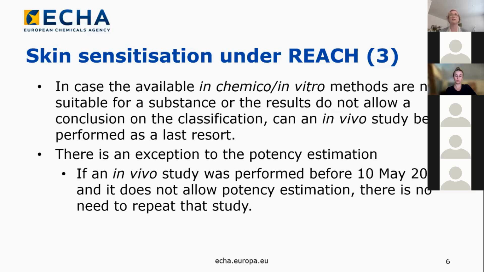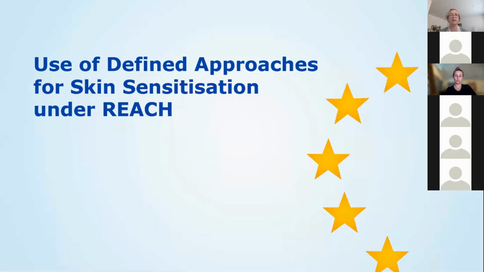So this could be, for example, that you have an existing study, and how that study has been designed is that you go as high as possible with the dosing, and because of that, you might not be able to conclude on the skin sensitization potency for that substance. So this was, in brief, the information requirement under REACH for industrial chemicals. And I will go to the use of defined approaches under REACH.